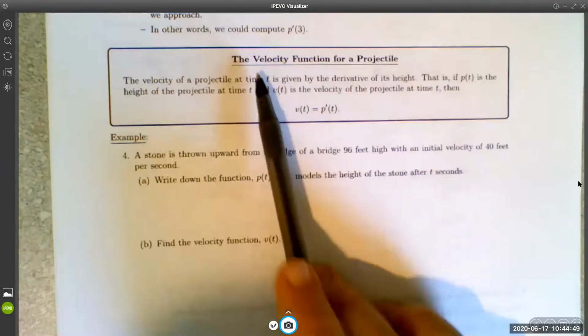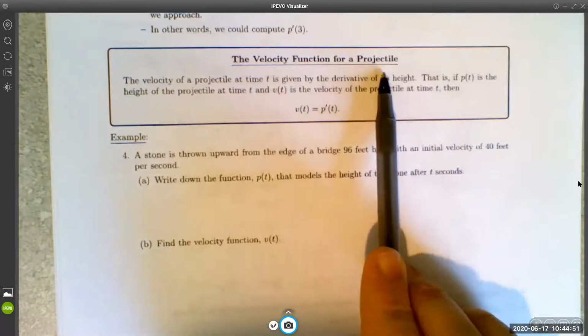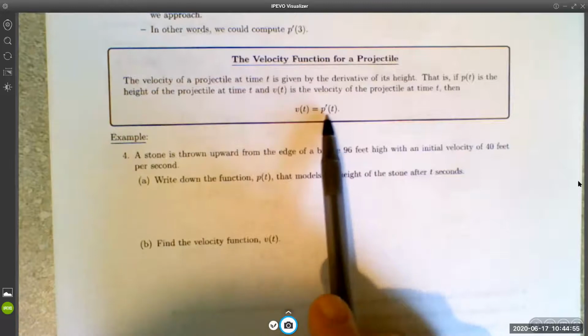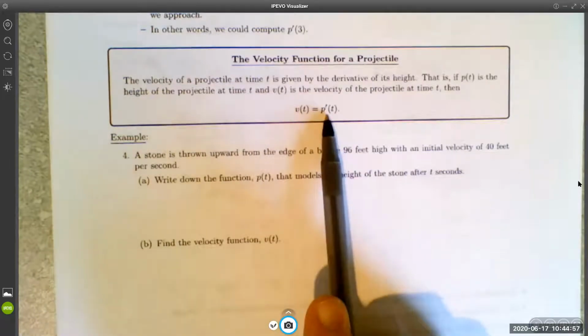And that's exactly what we're going to do, right? The velocity function for a projectile. So the velocity of a projectile is the derivative of its position function.